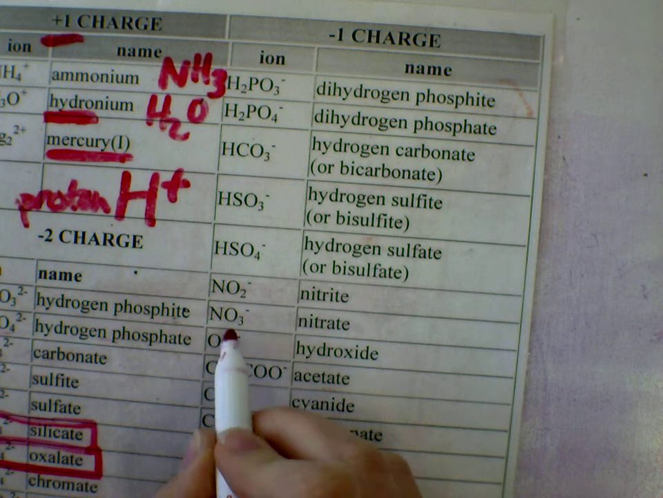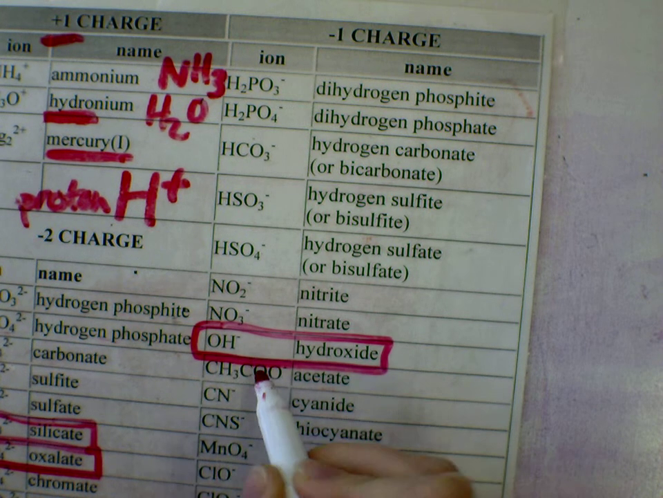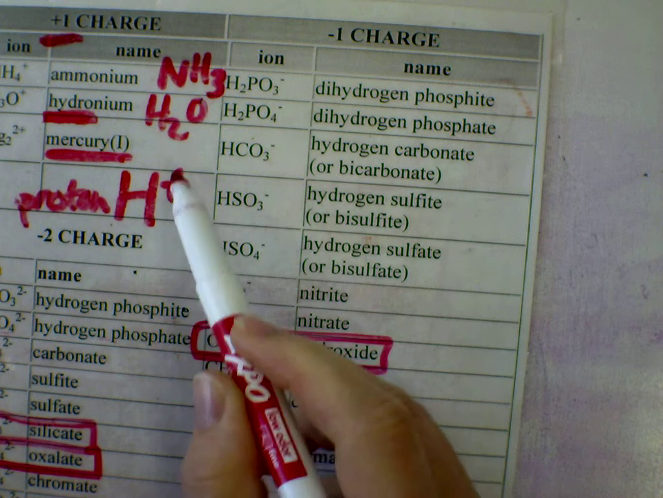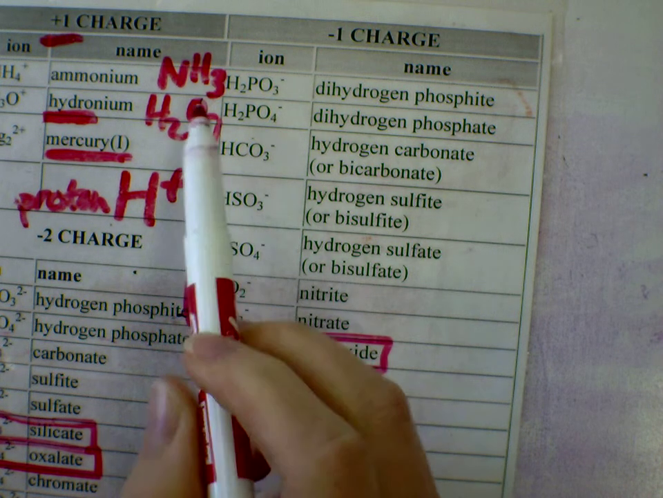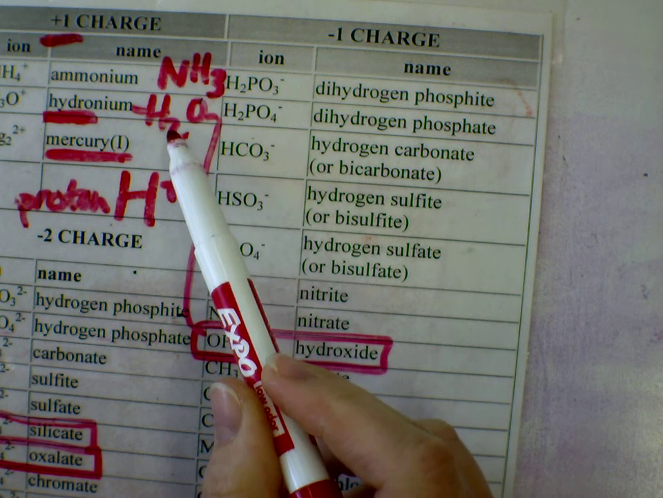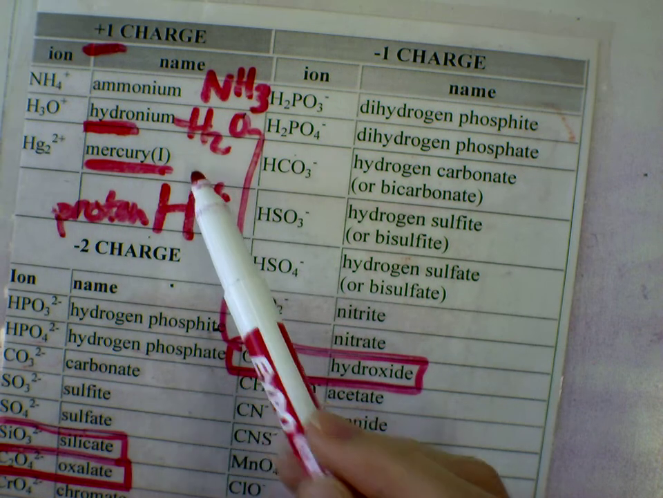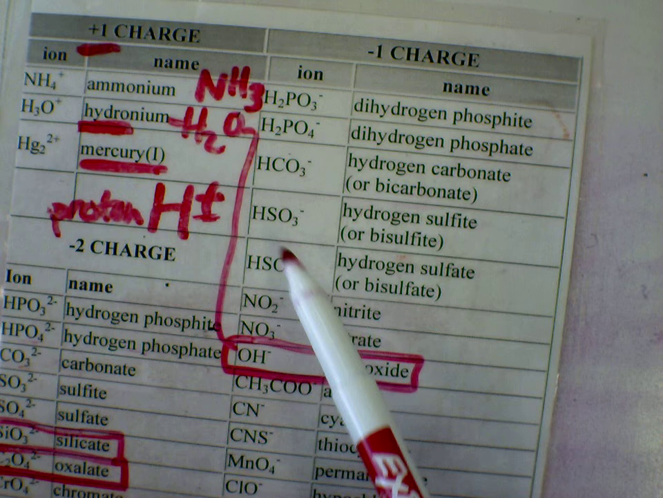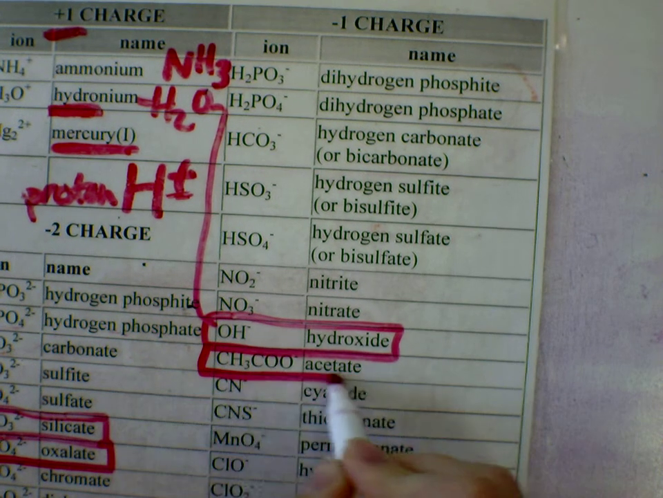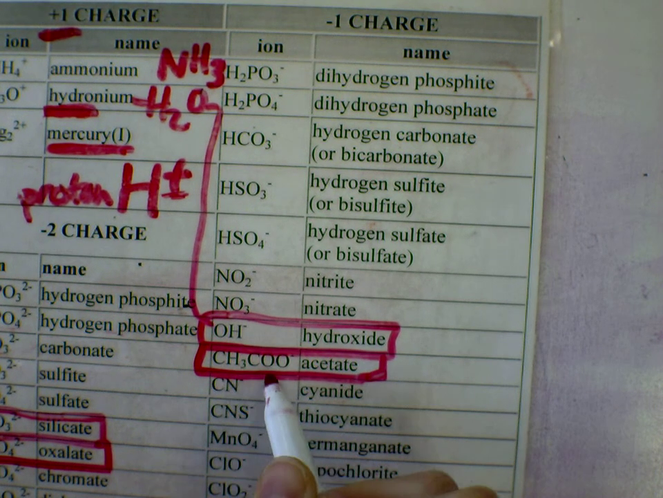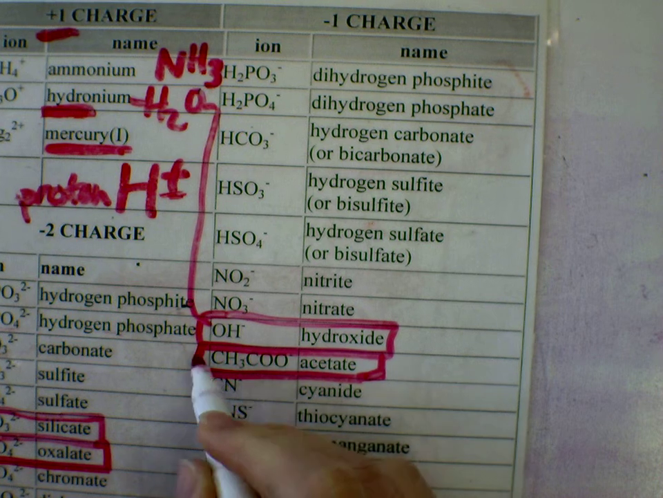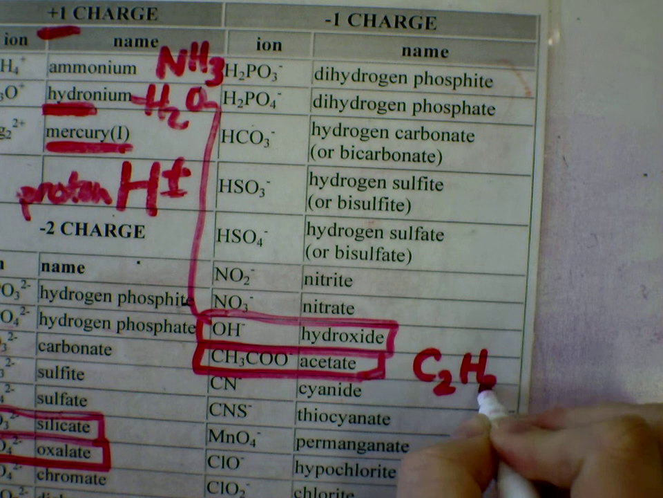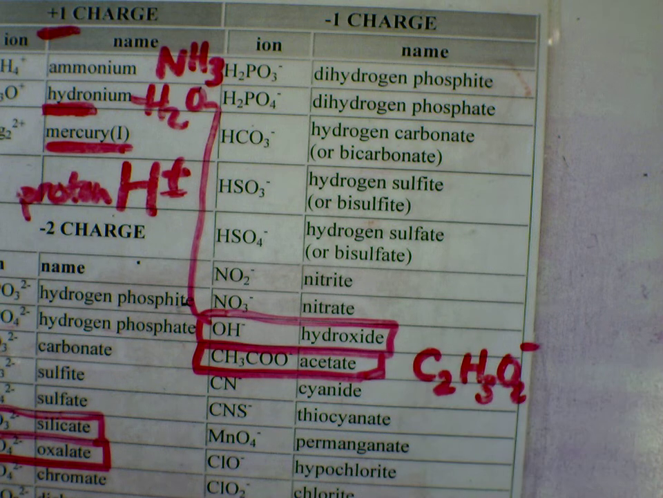On the -1 charge side, hydroxide is water less a proton. So hydronium and hydroxide are kind of coming from water, where you're just either adding a proton or subtracting a proton. So you get the OH- charge because you lose the H+. Acetate, another one. Some people call it the 2,2 one, CH3COO. You can also write it C2H3O2 with a minus charge.